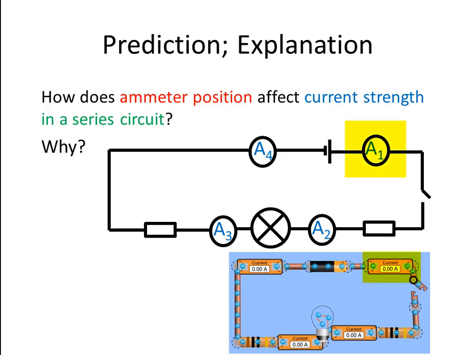Is A1 going to be maybe the highest? Does the current go fastest just outside of the positive terminal at A1? Or maybe A4 is going to be the fastest? How are A2 and A3 going to compare? Are they going to be the same? Is one going to be greater? How will these ammeter readings compare? And why do you say this?